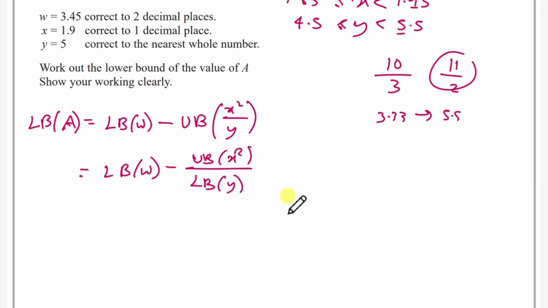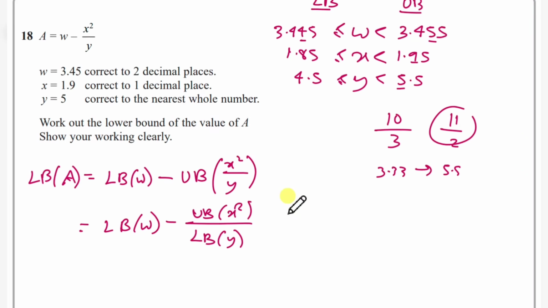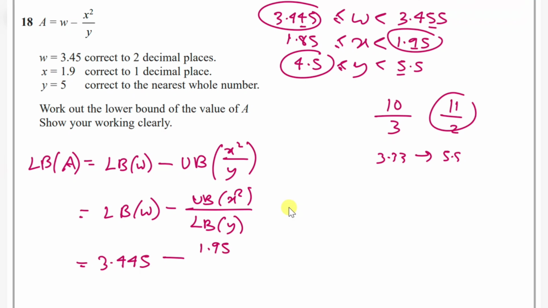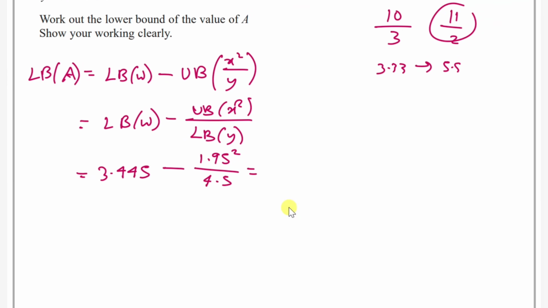Now all you do, guys, is substitute the values in here. So let's go ahead and do that. So for the lower bound of w, it's going to be 3.445. So let's circle it. And an upper bound of x, it will be this one, and the lower bound of y. Those are the values you want. So just put them all in like that. So it'll be 1.95 squared over the lower bound of y, which is 4.5. And then let's see what that actually gives us.